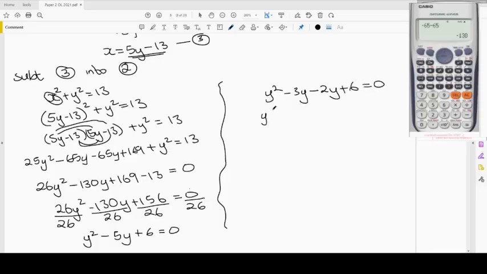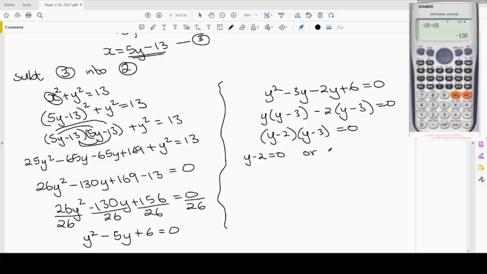Then we have y times y minus 3, minus 2 times y minus 3. So then this y and that 2, so it's y minus 2. And then this first bracket, which is exactly the same as that one, of y minus 3, this is equal to 0. So this means your first bracket is 0, because whenever two terms are multiplying and the answer is 0, it means either the first one is 0 or the second one is 0. So I have my y value.